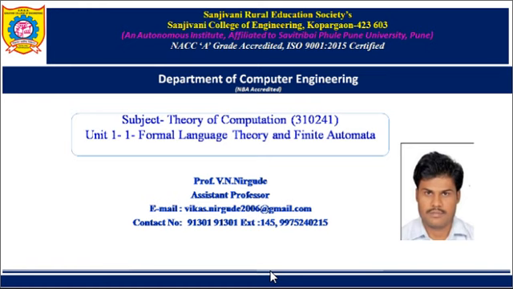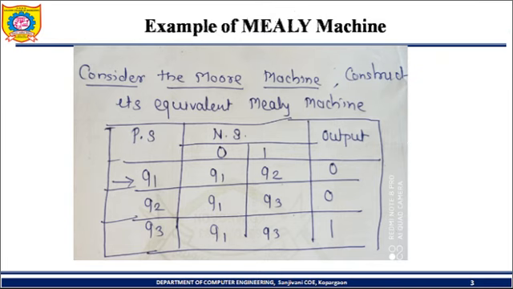In this lecture, we are going to discuss how to convert the Moore machine into its equivalent Mealy machine. In the last lecture, we already discussed how to convert the given Mealy machine into its equivalent Moore machine. So here, let us consider the given problem. One transition table of the Moore machine is given and we want to construct its equivalent Mealy machine.